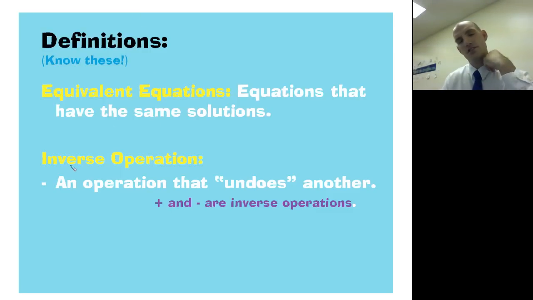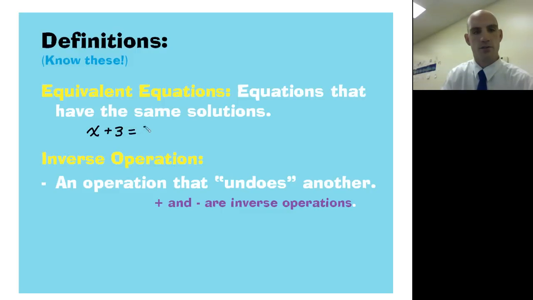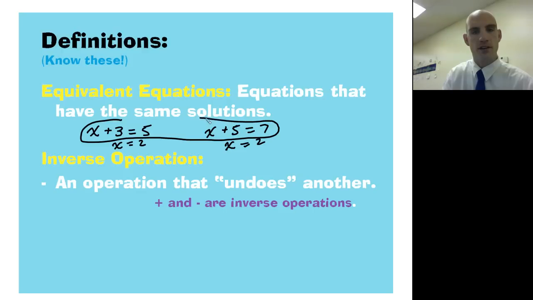And a couple of definitions that we start out with are equivalent equations, which are equations that have the same solutions. So like x plus 3 equals 5, so x must be equal to 2. And I could say x plus 5 equals 7, and in that case x is also equal to 2. So these equations are equivalent because x is the same in both of them.